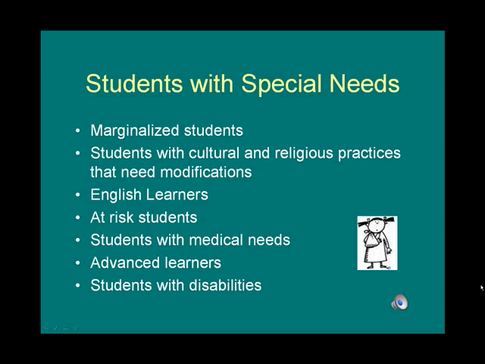English learners would be considered part of this group, as would at-risk students who are falling behind in their skills and abilities in PE. Students with medical needs, either short-term or long-term, advanced learners, and students with identified disabilities that may be on IEPs or 504 plans.